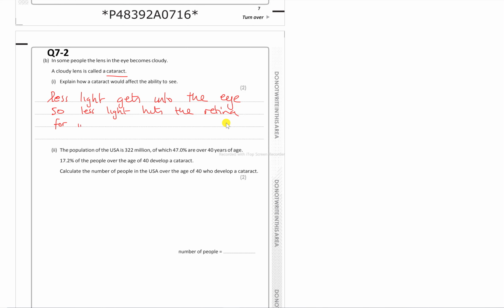So there's fewer impulses to be sent to the brain. So less impulses to the brain via the optic nerve.